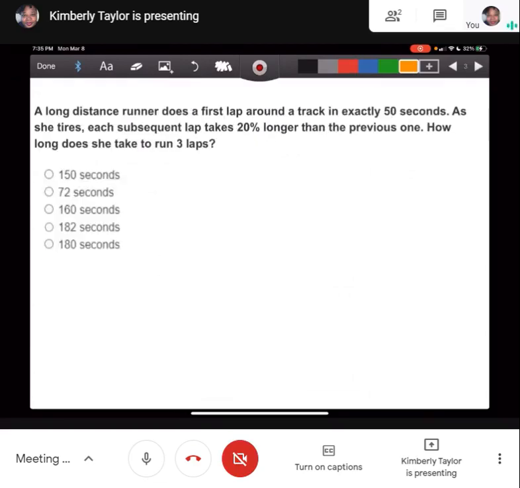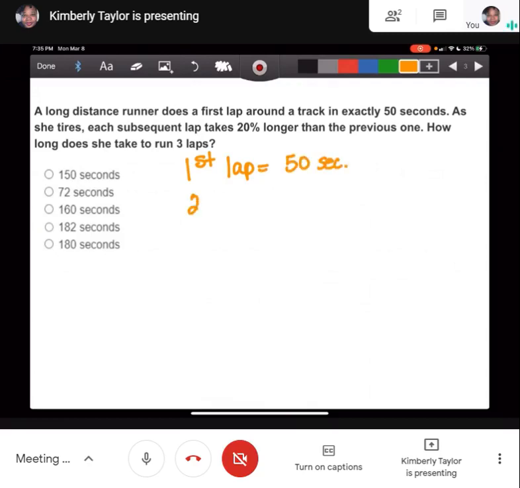For the next question, it says a long distance runner does a first lap around a track in exactly 50 seconds. As she tires, each subsequent lap takes 20% longer than the previous one. How long does she take to run 3 laps? So our first lap took 50 seconds.